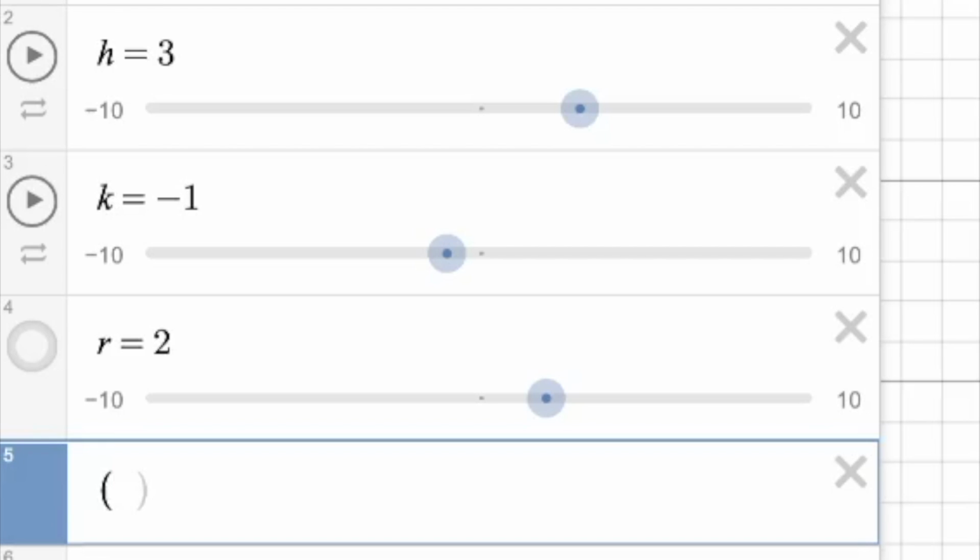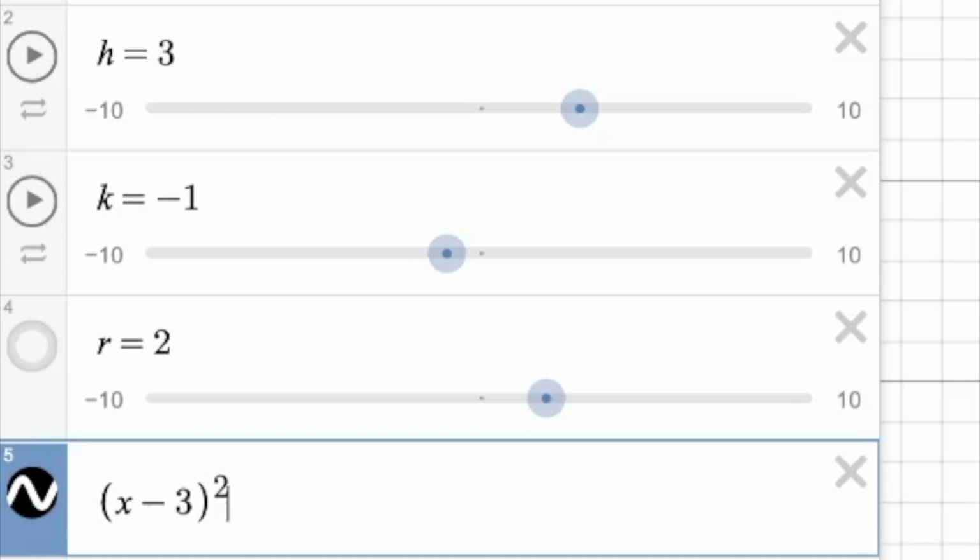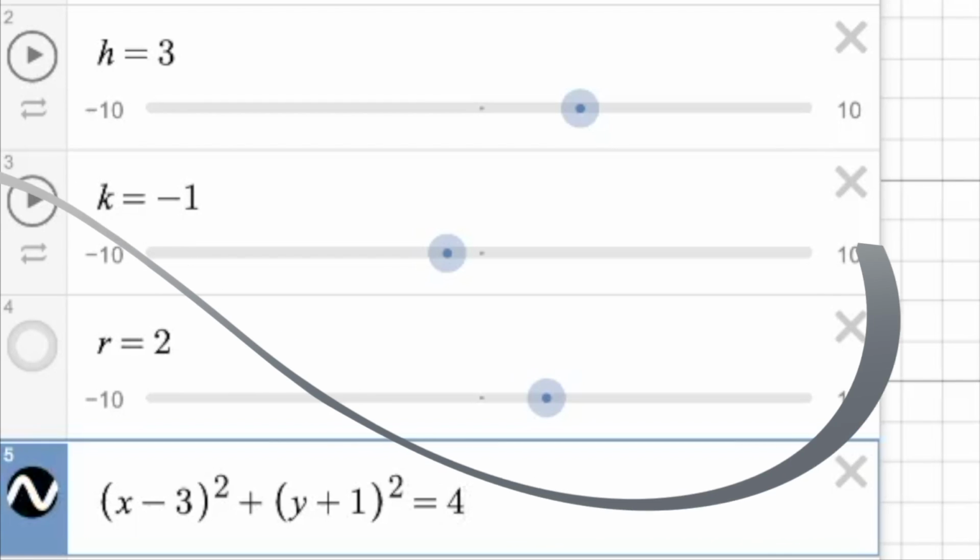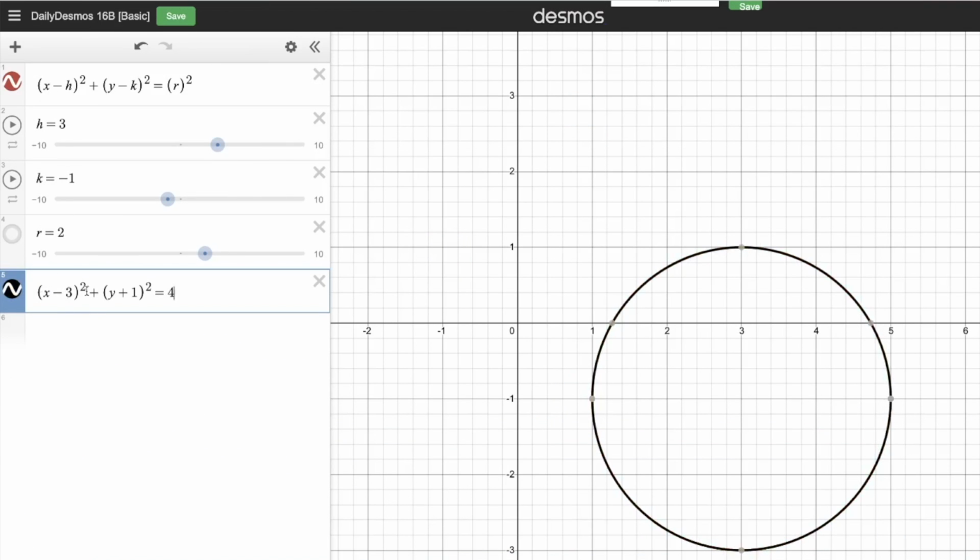Now, if I wanted to type this in just one equation all at once, I could say (x minus 3) in parentheses, squared, plus (y minus -1), so that's (y plus 1), in parentheses, squared, equals that radius of 2 squared, and 2 squared is 4. So notice now I have in one equation this black equation here. That is exactly the circle that we were looking for.